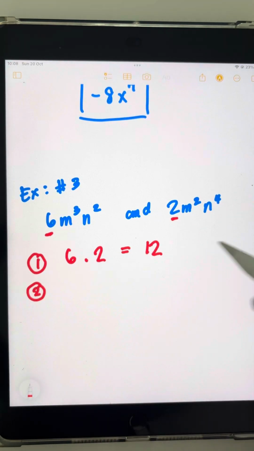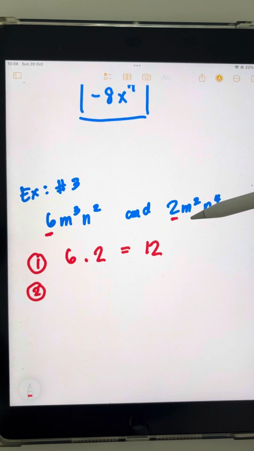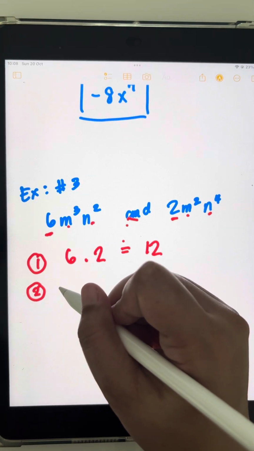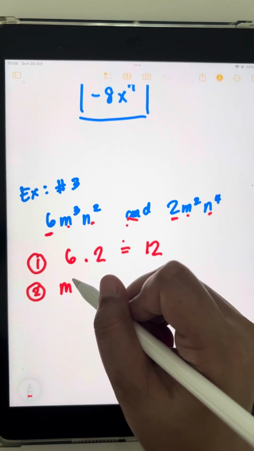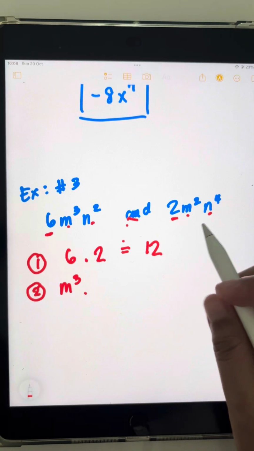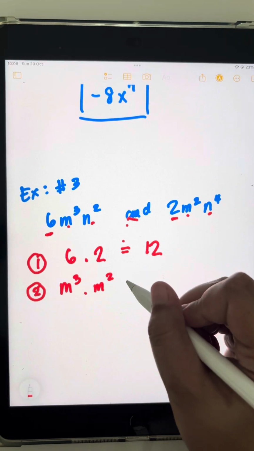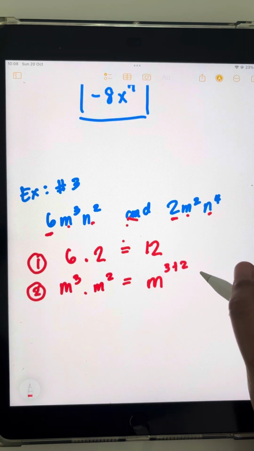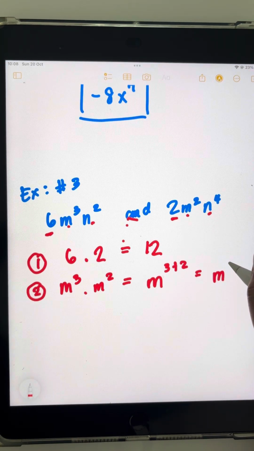And then next is combine the exponents. Since they have the same bases, m with m, and n with n, we can just copy the bases and add the powers. So let's start with m. m cubed multiplied by m squared. So that will be m, 3 plus 2, and there will be m raised to the power of 5.